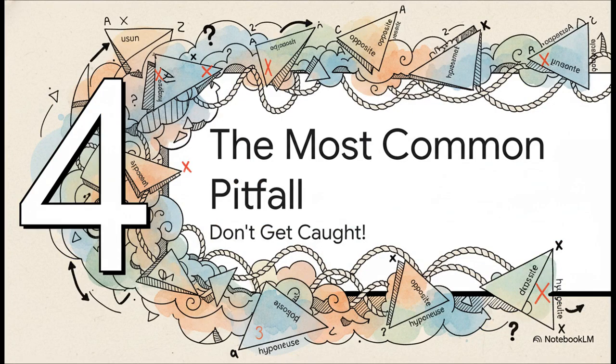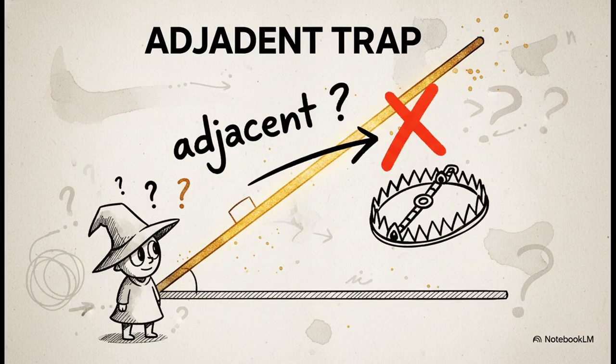Okay, let's talk about the single most common pitfall. I want you to see this thing coming from a mile away so you can avoid it. Here it is, the number one trap. Students know that adjacent means next to. So they look at their angle, they see that long slanted hypotenuse touching it, and they say, oh, that's the adjacent side. And that single mistake will make every single calculation you do after that completely wrong.